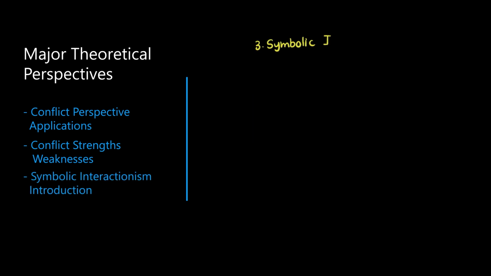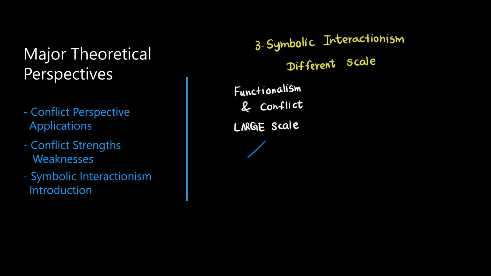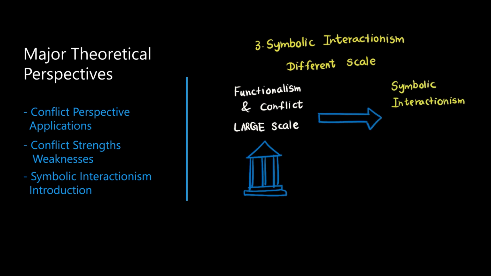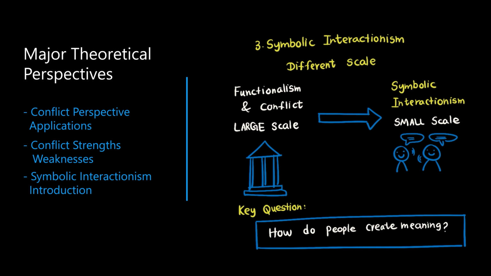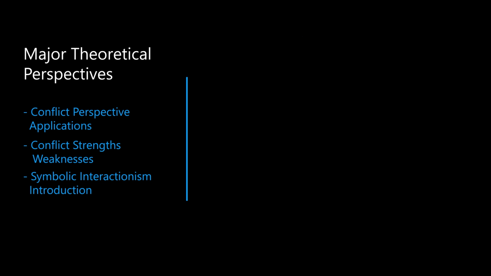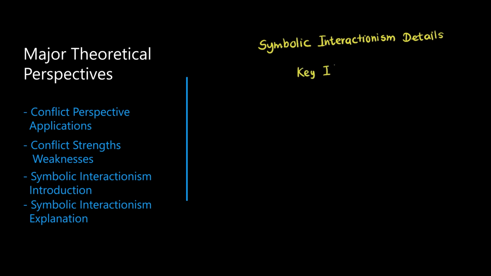The third traditional perspective is symbolic interactionism. This one is quite different from the other two because it focuses on a much smaller scale. While functionalism and conflict theory look at large-scale social structures and institutions, symbolic interactionism focuses on everyday interactions between individuals. It asks, how do people create meaning in their daily lives through interaction and communication? Symbolic interactionism emphasizes that society is not just a thing that exists above us. It's constantly being created and recreated through our interactions with each other.